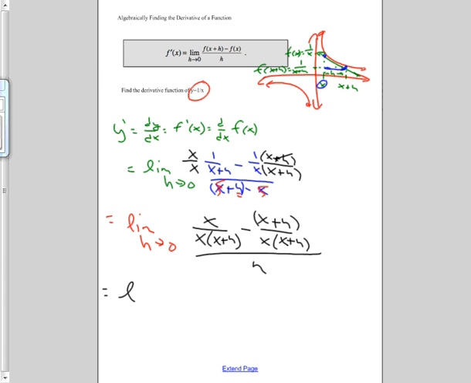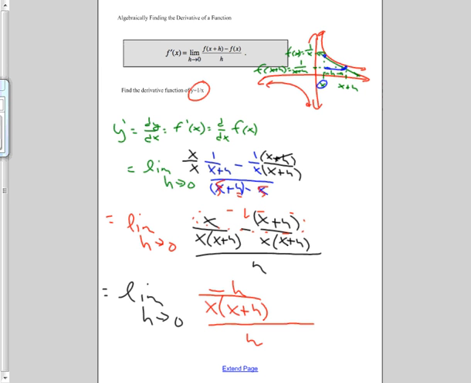All right, so going further, limit as h approaches 0. Well, looking at the numerator here, we have x minus x plus h. Being very careful to distribute this negative sign, x minus x goes away, and we're left with minus h over x times x plus h, all divided by h.